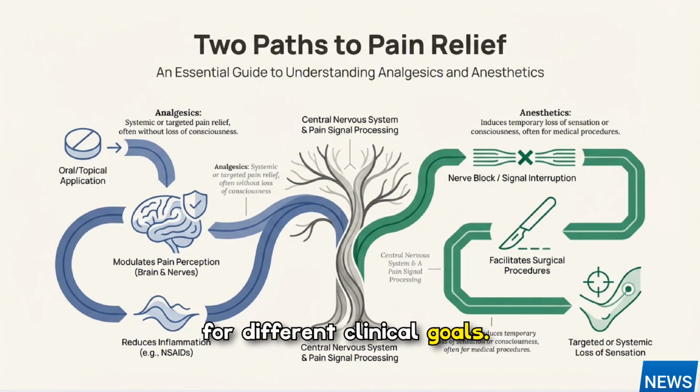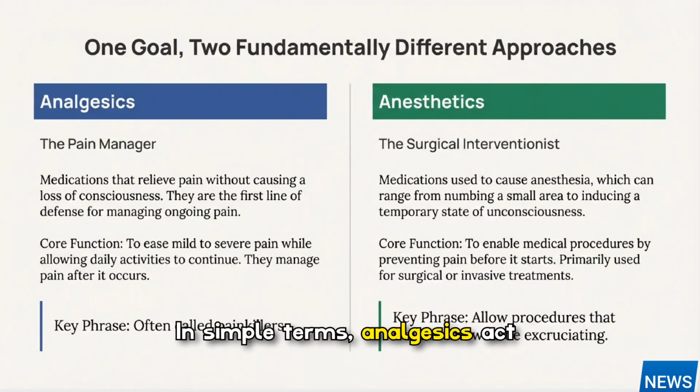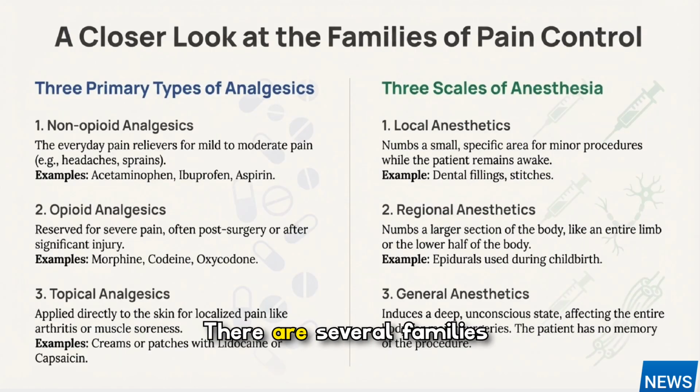for different clinical goals. In simple terms, analgesics act as the pain manager, easing discomfort so daily life can continue without losing consciousness, while anesthetics are the surgical interventionist, designed to prevent pain before it starts and allow invasive treatments. Both aim to control pain, but they differ fundamentally in timing, intensity, and how directly they act on nerves or the brain. There are several families within each approach.